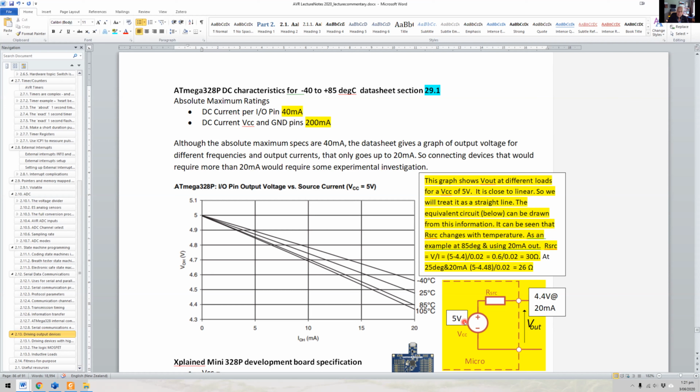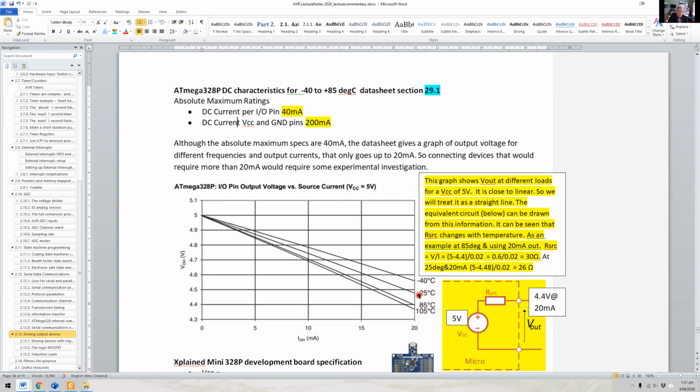We've got a VCC of 5 volts, but only 4.4 volts is available to our load if we're drawing 20 milliamps. So that works out at actually a resistance of 30 ohms. And because this graph is straight enough for our purposes, we'll stick with this as being a straight line, 30 ohms, okay, at 85 degrees. Let's take a more common temperature, 25 degrees.